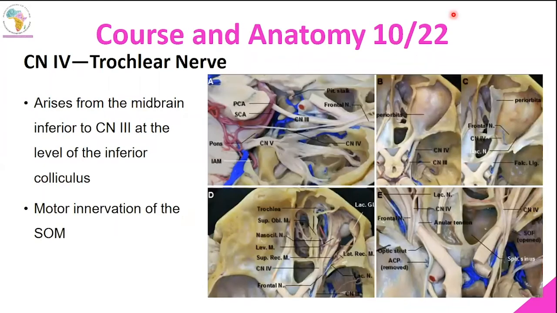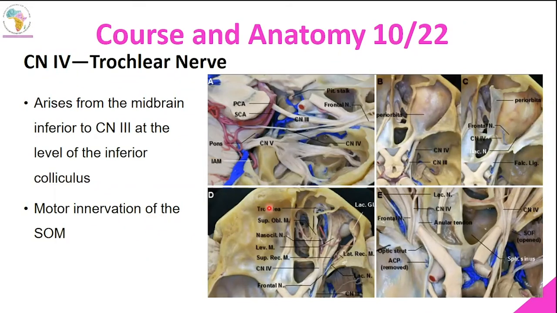This is the fourth cranial nerve, which is the trochlear nerve. It arises from the midbrain, just inferior to where the third cranial nerve arises from. So this is still the interpeduncular fossa that we are talking about, but just inferior to the level of emergence of the third cranial nerve. Like I said initially, the third cranial nerve arises at the level of the superior colliculus, so the fourth cranial nerve actually arises from beneath.